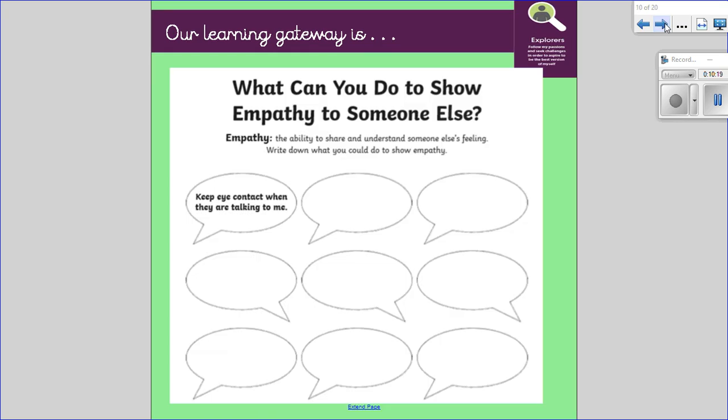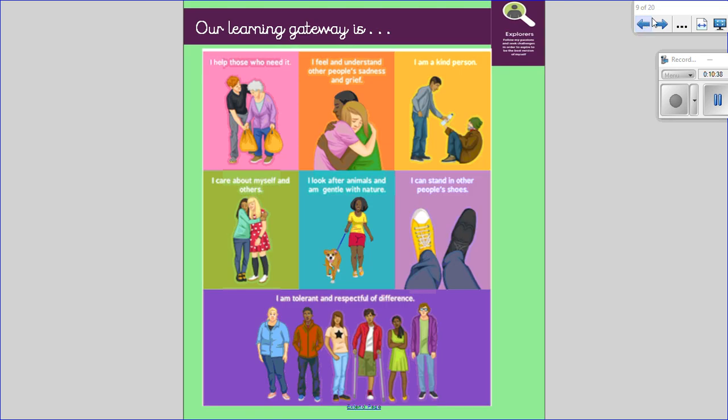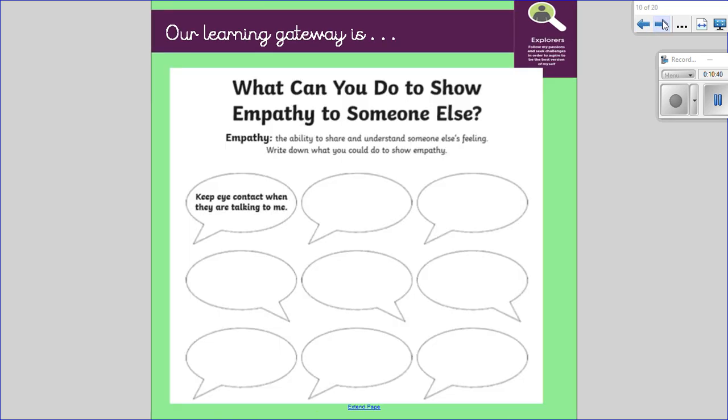Okay, I've got another one here. What can you do to show empathy to someone else? Okay, so there's an idea. You can do speech bubbles, keep eye contact when they are talking to me. So in those notes that I showed you, there were some ideas there. Okay, so we've got that. I want you to pause it, and then that is what we are doing.